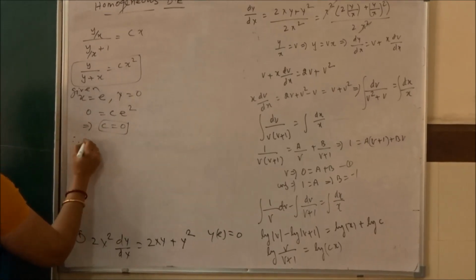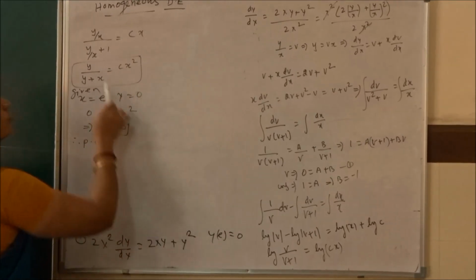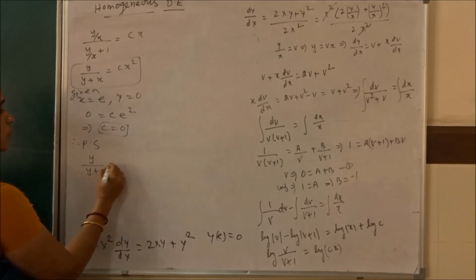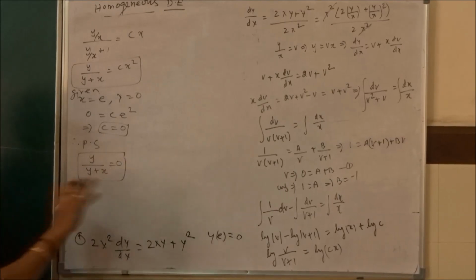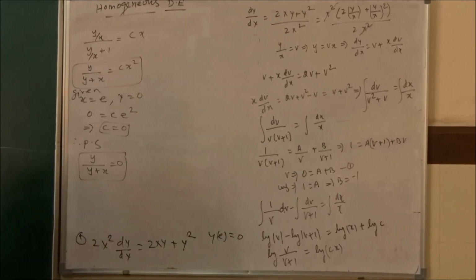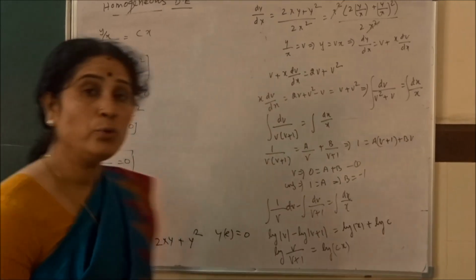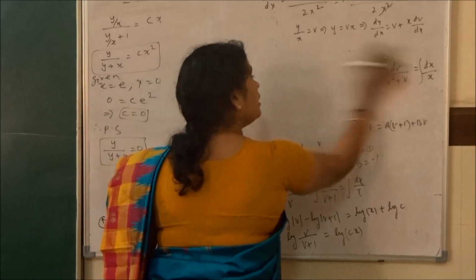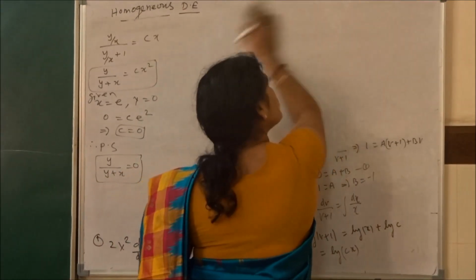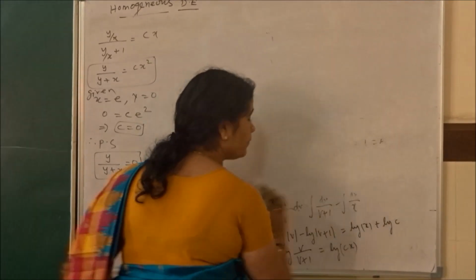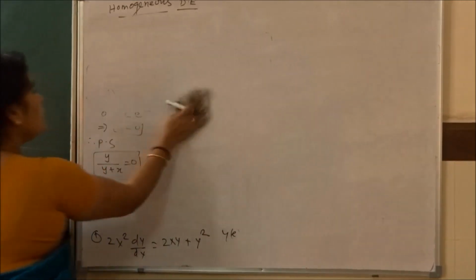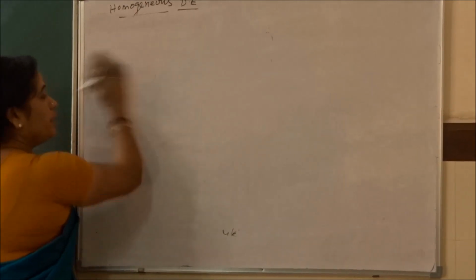So therefore the particular solution, the final solution, is here. If I keep 0 here, y upon y plus x equals 0. Clear to you? It is so simple. So try to understand how to identify a homogeneous differential equation. I told you definitely one question from homogeneous will come in the board exam. So follow all these steps and easily you will get the answer. Now let me take another example for homogeneous.